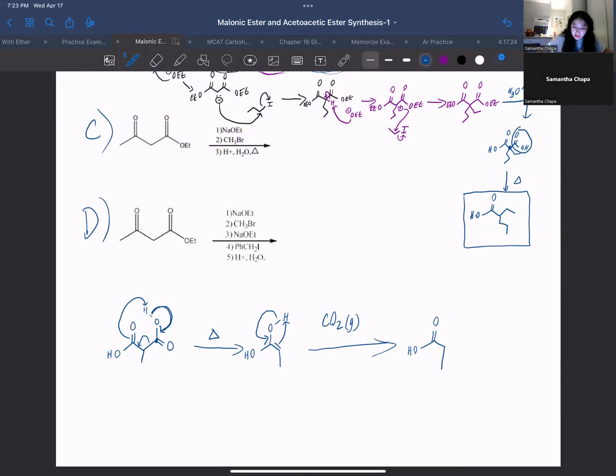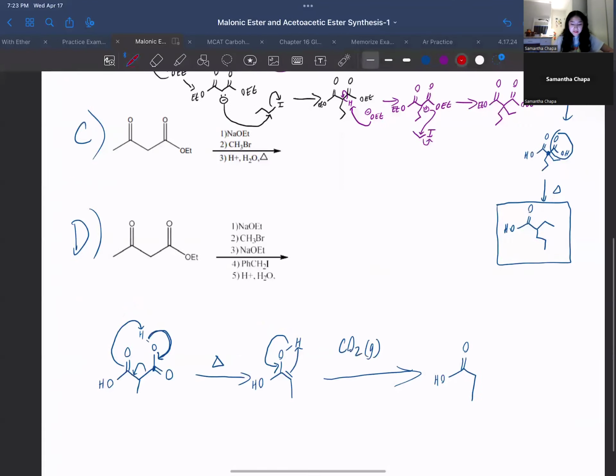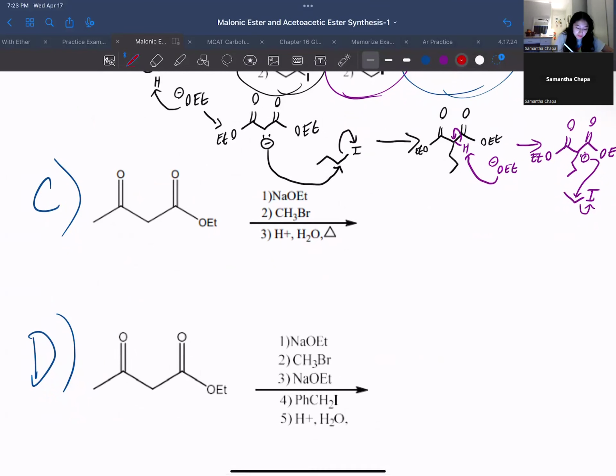I'll erase that. Let's see. Okay, acetoacetic ester synthesis. First step, always deprotonating your most acidic alpha hydrogen. And so you have 2 alpha hydrogens, but the one in the middle of these 2 carbonyl groups is going to be the most acidic. So I'm going to deprotonate that one. Again, it's the most acidic proton because the conjugate base is so stable or so weak. So if you have a weak base, you have a really strong acid.